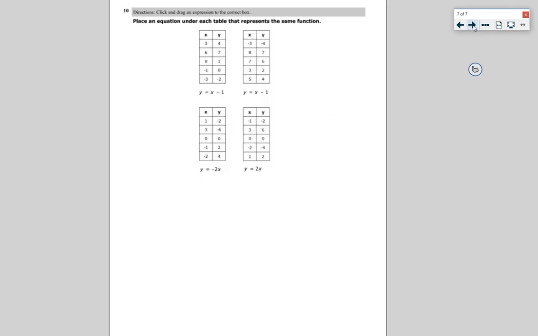Last problem. Okay? So this one again was already put in there for you. You can see the answers are there. But let me show you how you do it. You can use your calculator and just plug in the numbers. So if I know y equals 2x is one of my choices, I'm going to take the numbers here. If I multiply -1 by 2, do I get -2? Yes. If I multiply 3 by 2, do I get 6? Yes. If I multiply 0 by 2, do I get 0? Okay, so on and so forth. So that's why this one matches.